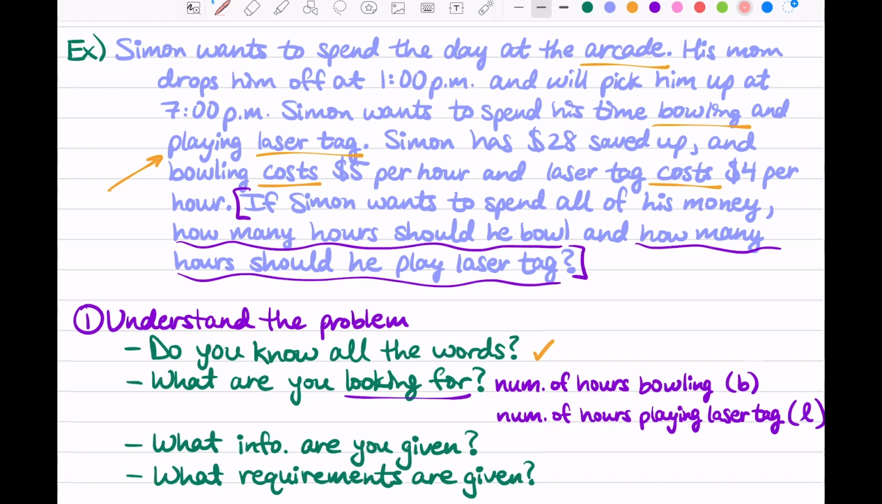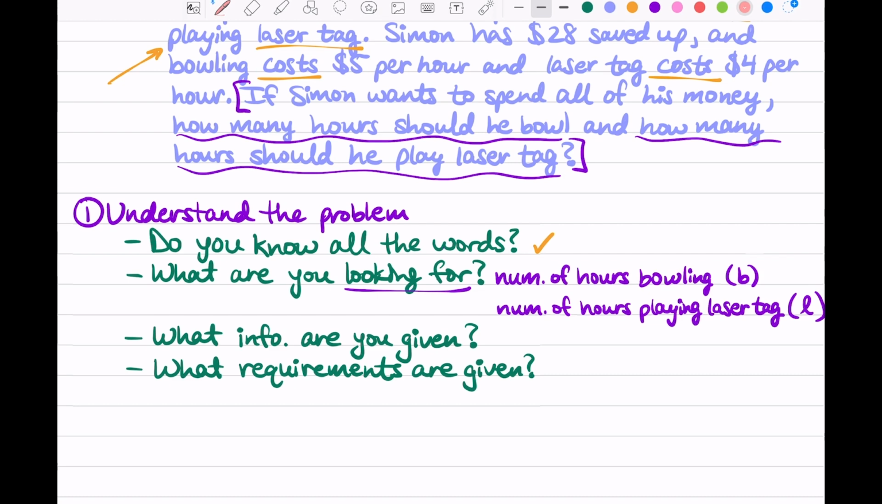But what are some specifics we're given about the situation? Well, in the second sentence, we see that Simon's mom drops him off at 1 p.m. and then will pick him up at 7 p.m. Why is that important? Well, it tells us how long Simon is at the arcade. We're trying to figure out how many hours he's bowling and how many hours he's playing laser tag. It can be helpful to know how long he's going to be there overall. And if his mom drops him off at 1 and picks him up at 7, there's 6 hours in between there. So let's make a note of that. Simon will spend 6 hours at the arcade.